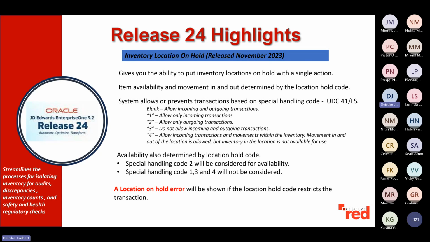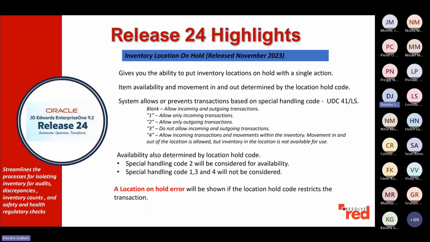So it's quite simple to set up once again. There's a new UDC 41LS that's been added. On it, you will define a special handling code, either a 1, 2, 3, or 4, each of them controlling how the system will handle or process the transactions within JD Edwards. So if you use 1 on your location, it's allow only incoming transactions, so you can still do receipts, but you won't be able to ship out of it, for example.